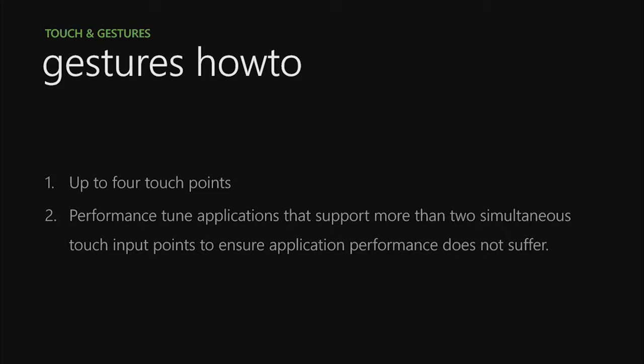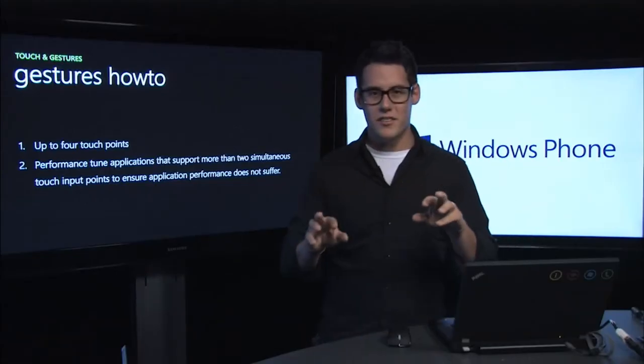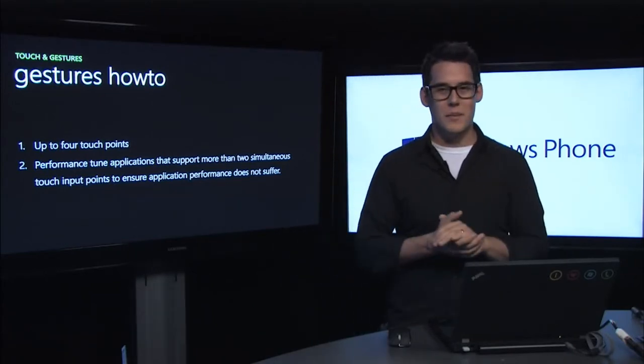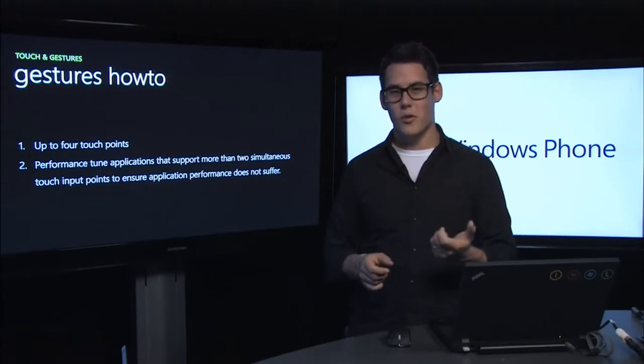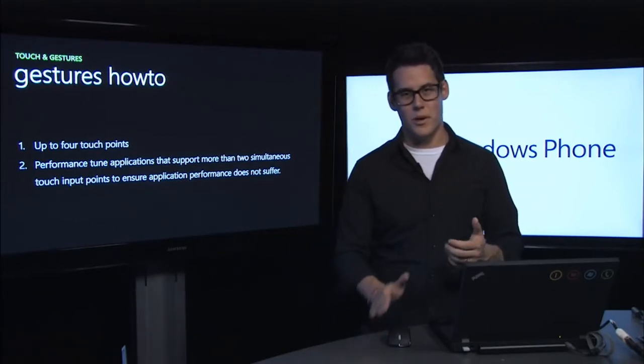And then the last couple of things, performance: tune up applications that support more than 2 simultaneous touch endpoints to ensure application performance doesn't suffer. Whenever you're tracking multiple things across the UI, this applies to animations and everything, you're really going to need to start thinking about performance because you're only using a phone. It's not like desktop hardware.